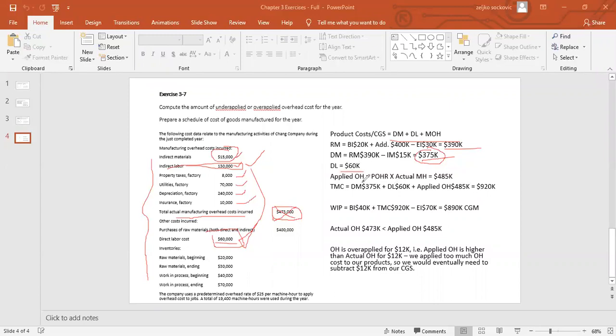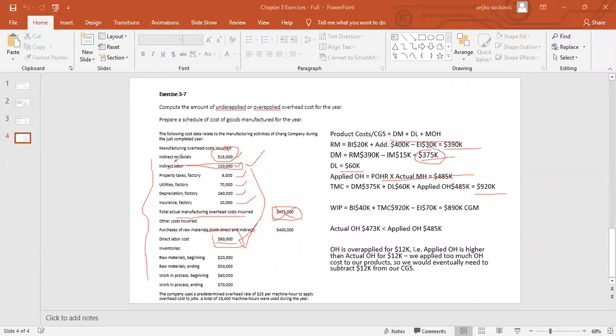Now, what is applied overhead? We are given here below the predetermined overhead rate and actual hours. So we just multiply them and get 485. And then we add this whole thing up to total manufacturing.